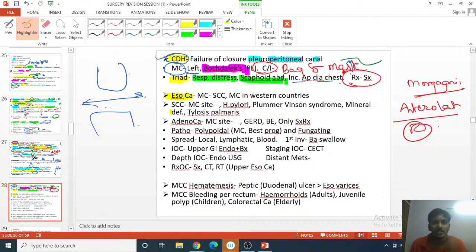Then moving further to esophageal cancer. Esophageal cancer already discussed. Most common type is your squamous cell carcinoma, and most common in Western countries. Anybody? Most common in Western countries is which type? Most common in Western countries is your, yes, it is your adenocarcinoma. And adenocarcinoma की most common site कौन सी थी? Adenocarcinoma की most common site was your lower 1/3. Please remember. Okay, yes. Then adenocarcinoma would be associated with the history of GERD, that is gastroesophageal reflux disease, or with Barrett's esophagus.